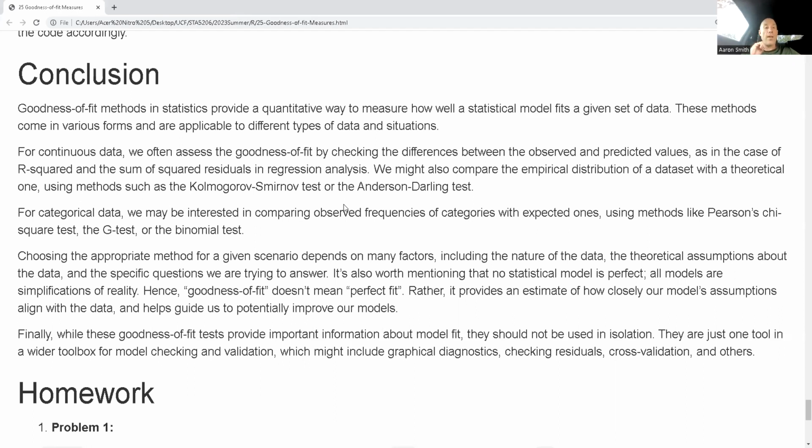For categorical data, we may be interested in comparing observed frequencies of categories with expected ones. And so we'll use things like Pearson's chi-square test, the g-test, or the binomial test for this.